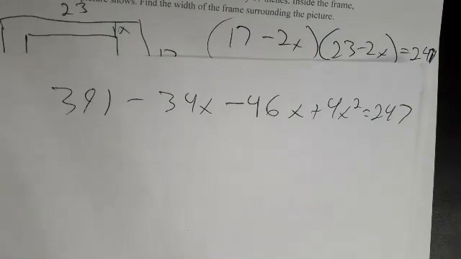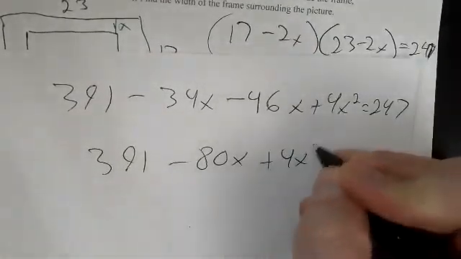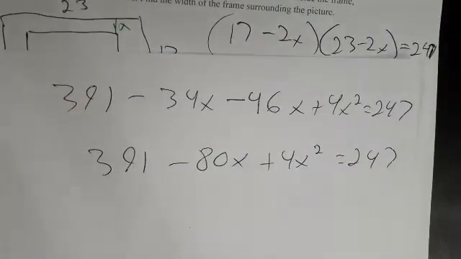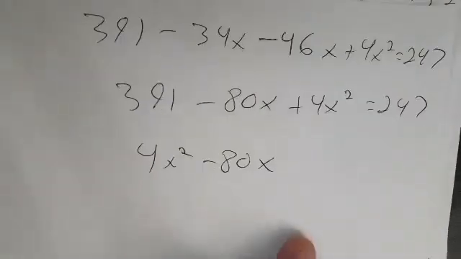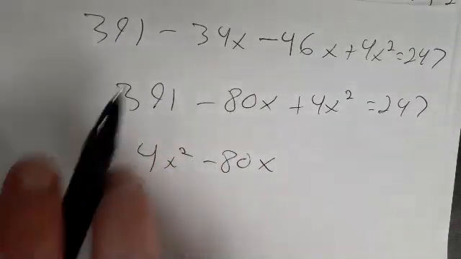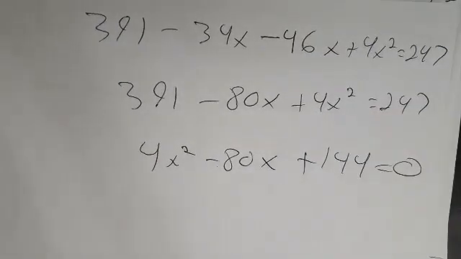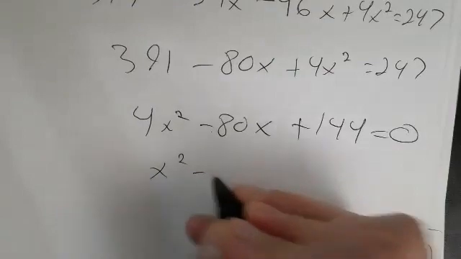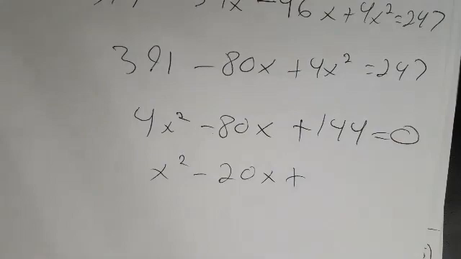But 34 and 46, what does that give me? Minus 80. I got 391 minus 80x plus 4x squared equals 247. I want to subtract that 247. So 391 minus 247 is going to give me 144. I'm going to rewrite things in the right order: 4x squared minus 80x. If I subtract this over, it's going to give me a positive 144. I think everything should be divisible by 4. This looks like x squared minus 20x plus 36. Dividing that by 4 is 36. Is that right? That's right.